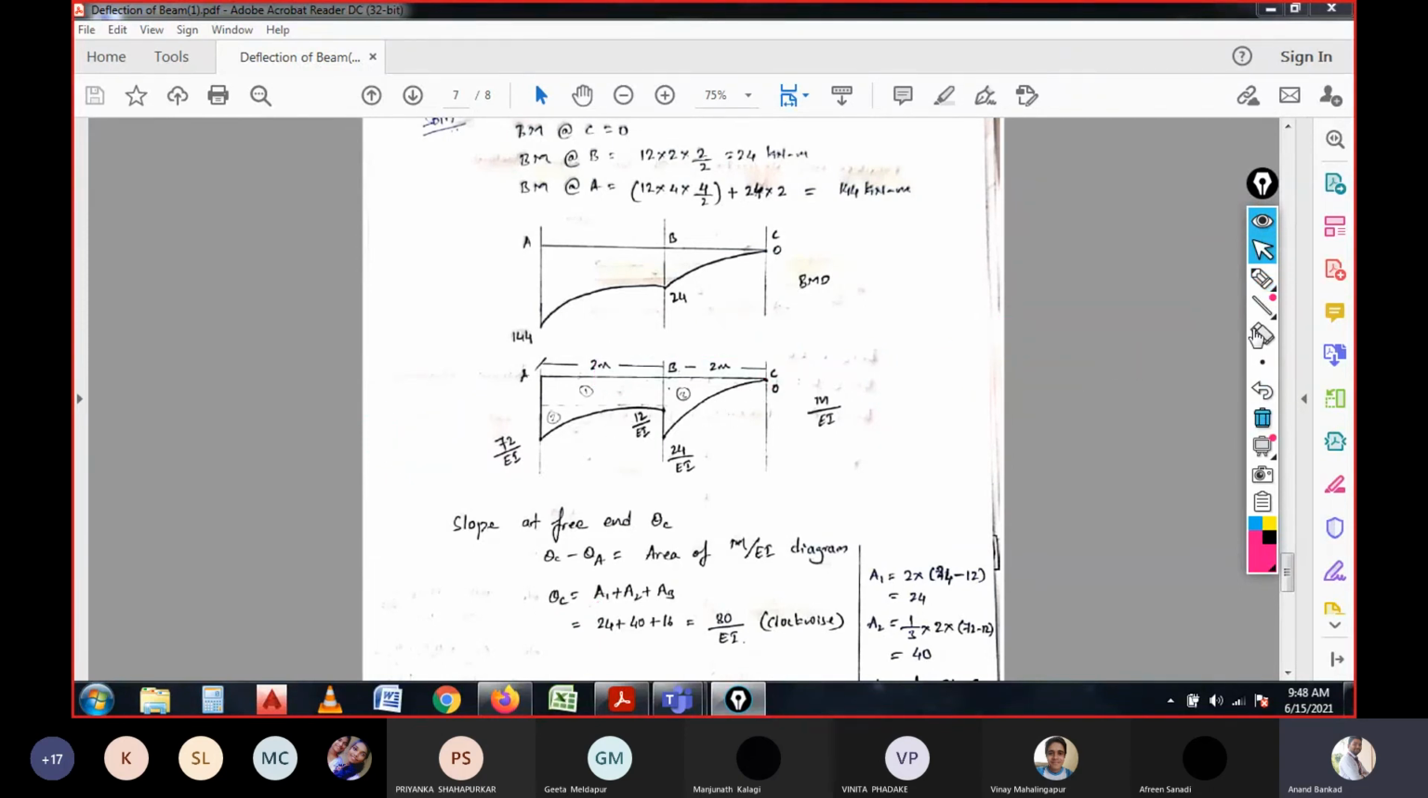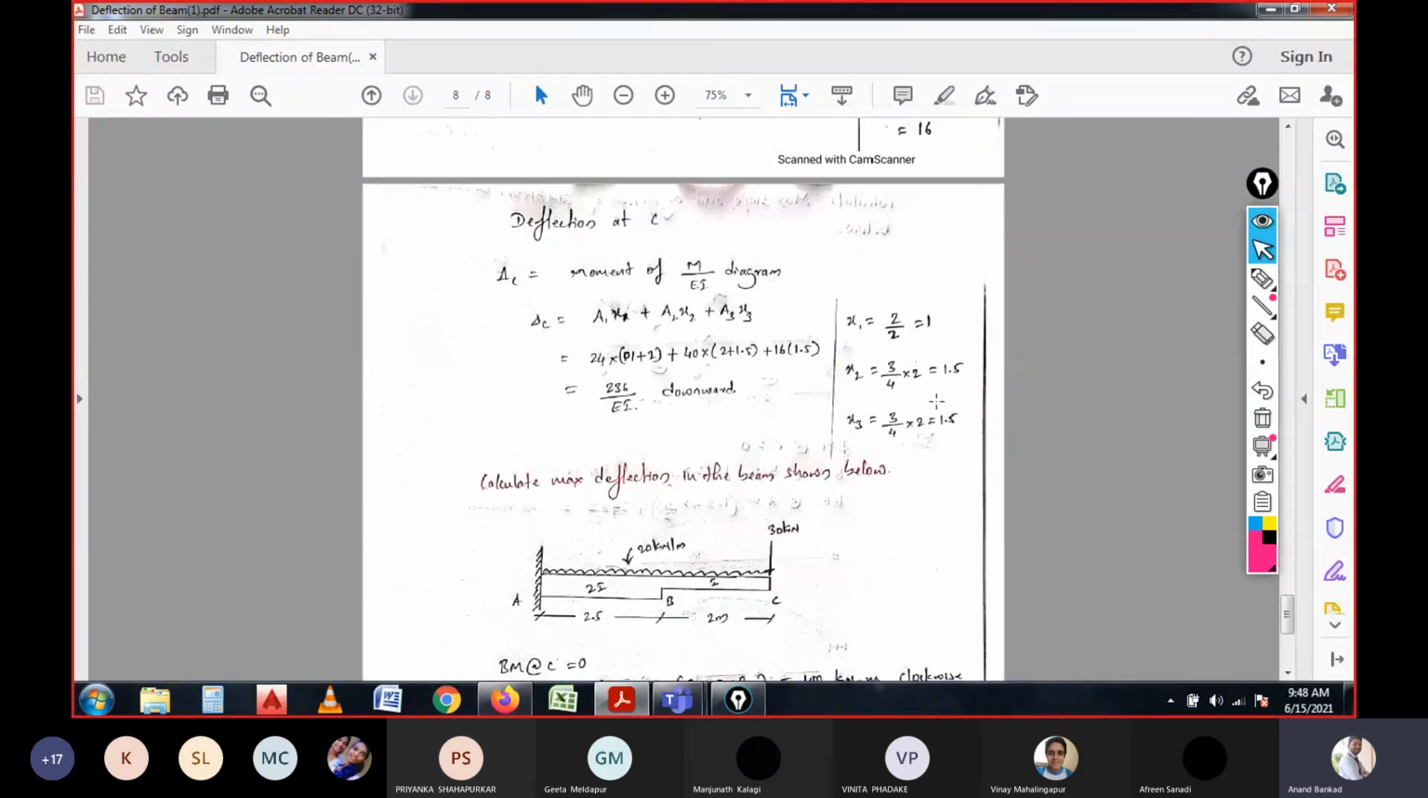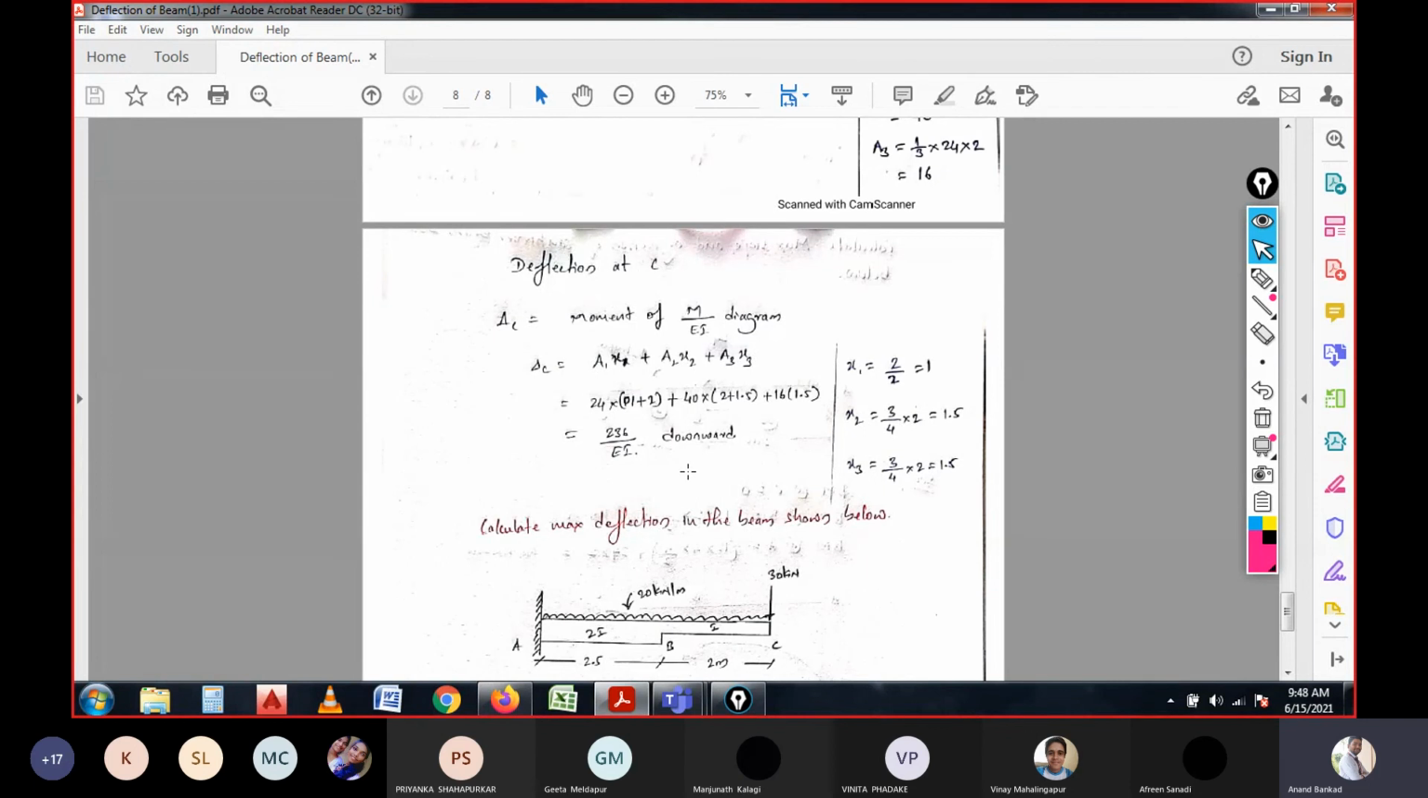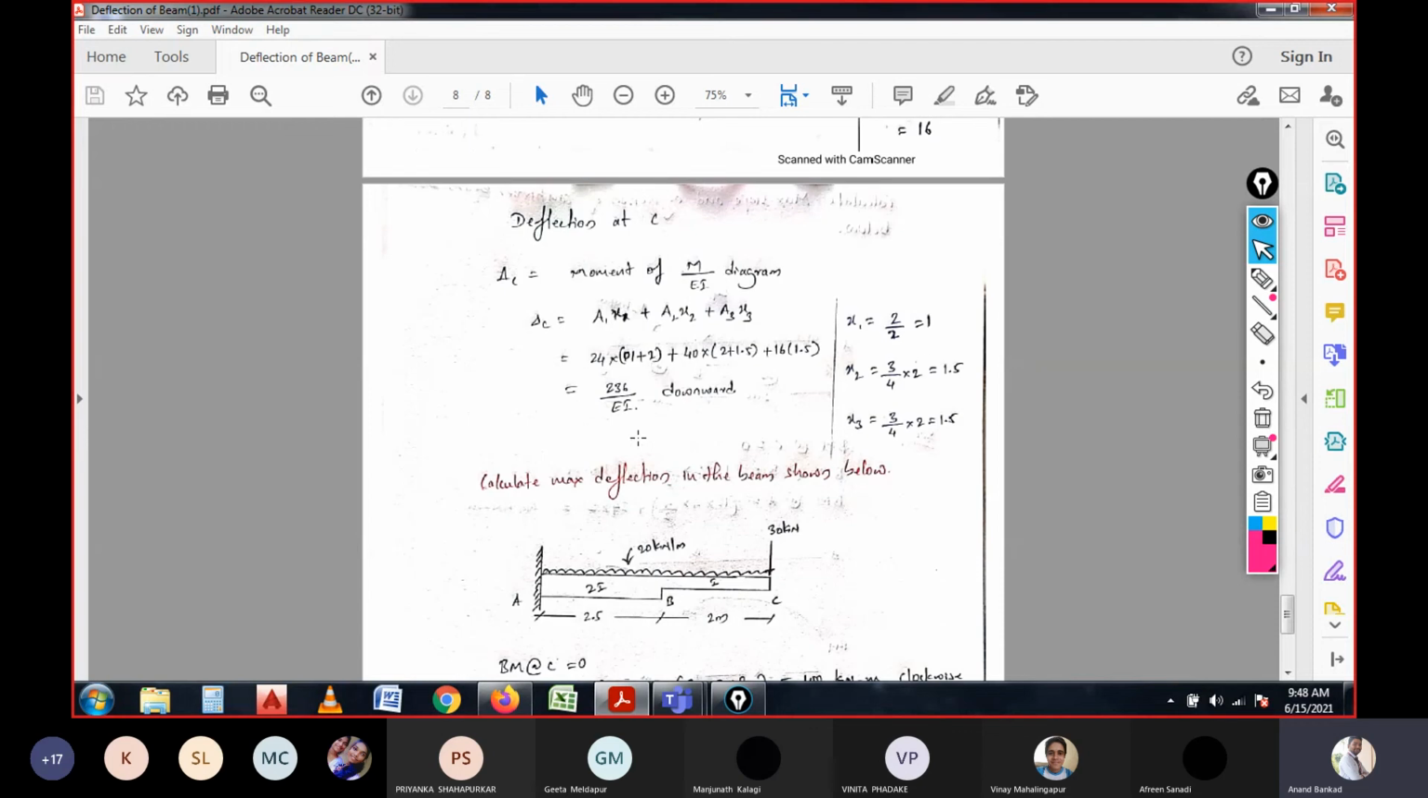So once we consider the areas of these, then we just have to substitute the values and we are able to calculate the deflection, which is 236.0 by EI. So if you substitute the value of EI, you can calculate the deflection with respect to the substituted units. If you substitute the unit of L in meters, then you will be able to calculate the deflection in meters. That is how it is given.